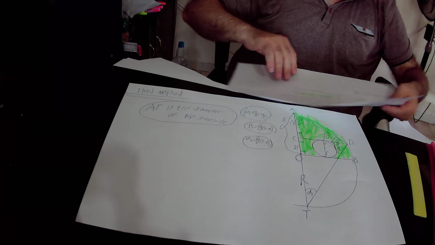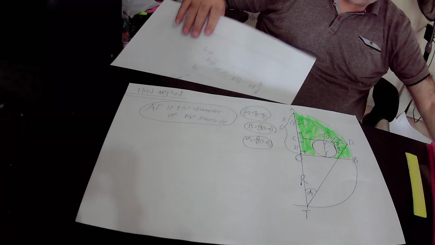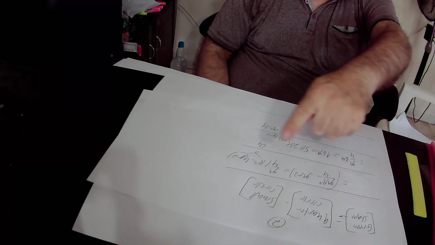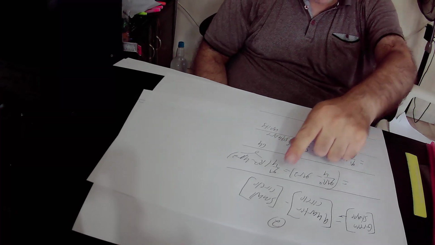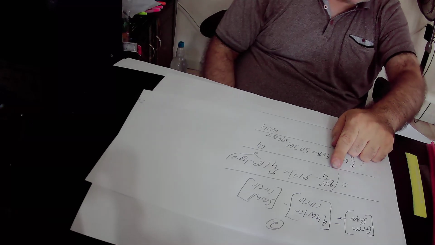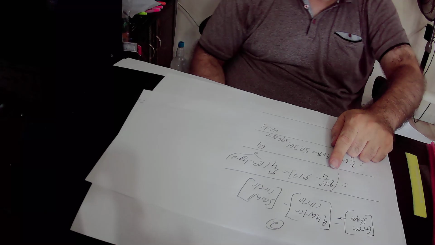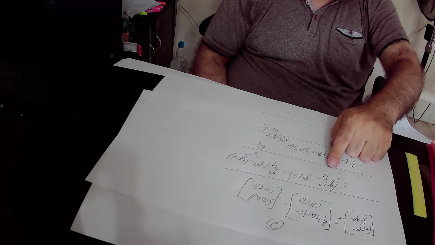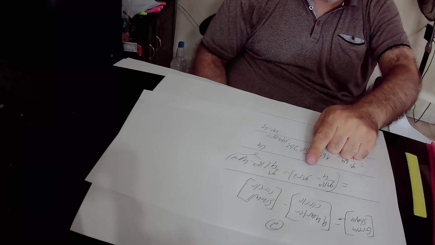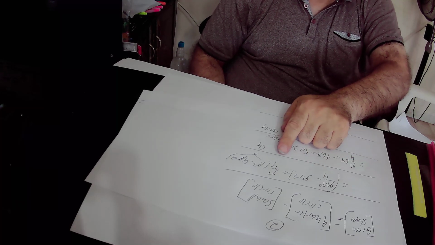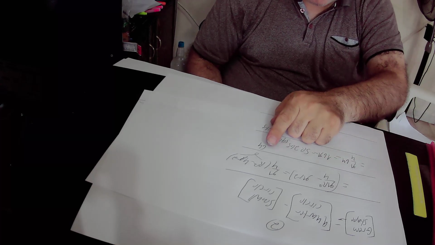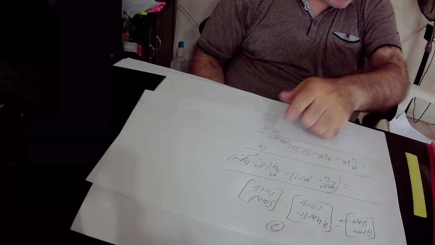And what is the area of the green shape? The area of the green shape equals the area of the quarter circle minus the area of the small circle. We have already found out that the area of the quarter circle equals pi times capital R square over 4. We have already found out that the area of the small circle is pi R square. We took pi over 4 as a common factor of those two expressions. Inside the brackets, we are left only with capital R square minus 4R square.